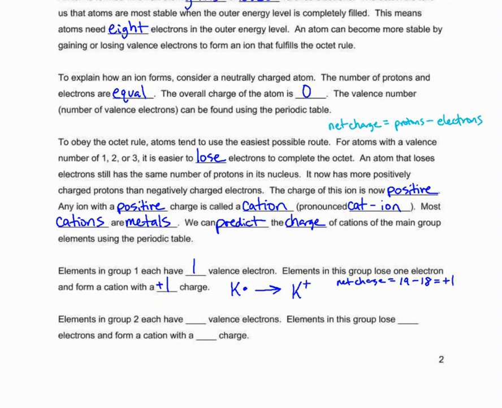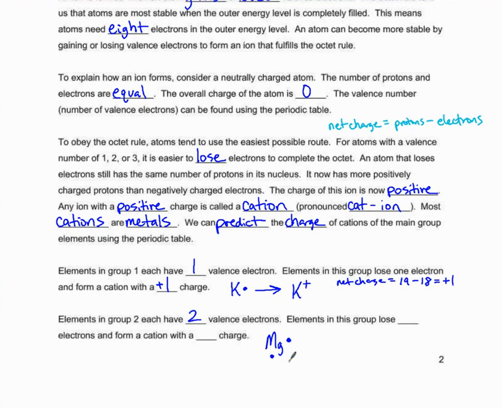Elements in group 2 each have 2 valence electrons. So let's pick one. Let's look at magnesium, Mg. So here's an electron, here's an electron. There is its 2 valence electrons. So magnesium is not nearly as reactive as potassium or the other things in group 1. Group 2 is a little different, not as reactive, and that's where magnesium stays.